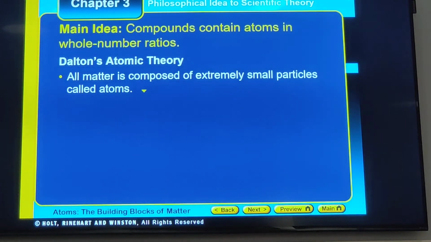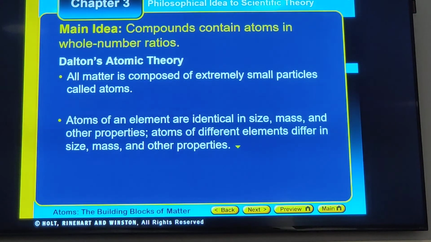Now, his theory said that all matter is composed of extremely small particles called atoms. Atoms of an element are identical in size, mass, and other properties. Atoms of different elements are different in size, mass, and other properties. So this is what he's saying about the atoms of an element, okay? That if you have an atom of oxygen, they're all identical in size, mass, and the properties that they have.